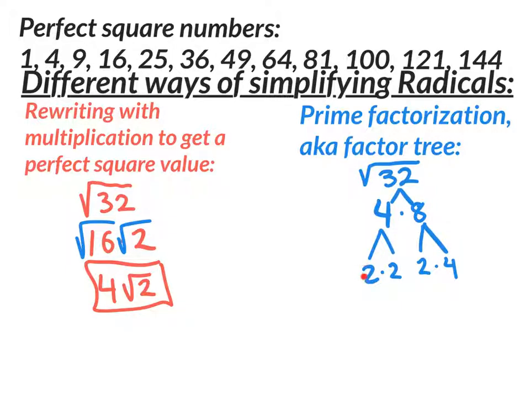And this 2 is no longer able to be broken down. This one's no longer able to be broken down. This one isn't. But 4 could be broken down further. So 4 could become 2 times 2.